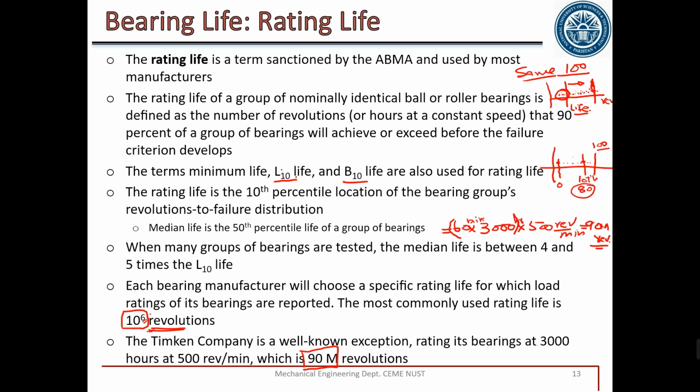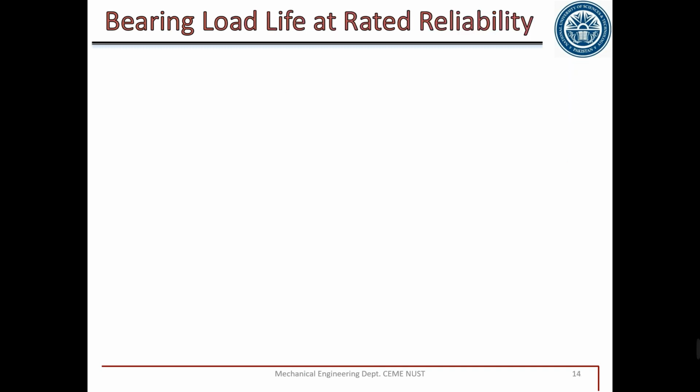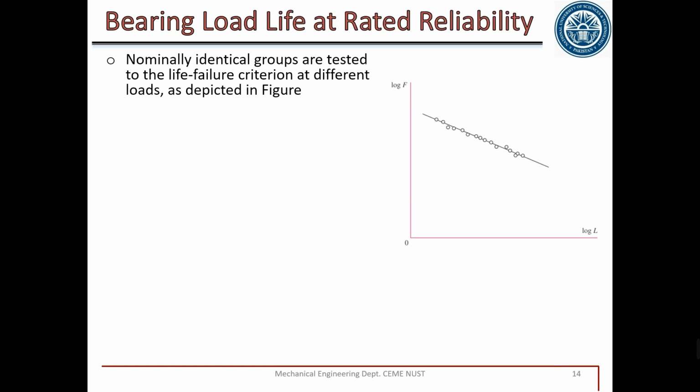For example, if the company is keeping 1 million revolutions as their benchmark and they are selecting a bearing, for that bearing they apply different loads. The amount of load for which 10% of bearings fail at 1 million revolutions is the catalog rating for that bearing, or rated reliability, bearing load life.